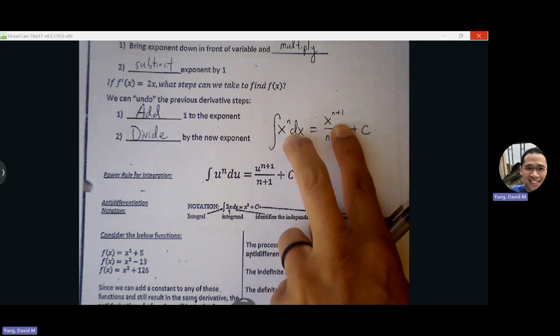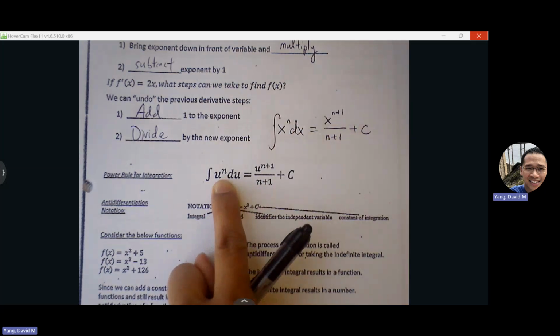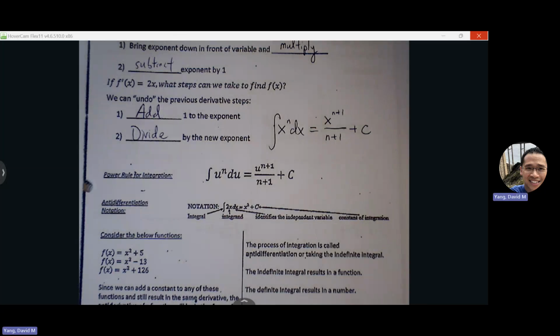So this is the rule that we're going to apply, but down the road, for more complicated expressions, we're going to use the letter u to be able to expand to more complicated versions. It's kind of like chain rule for antiderivatives, basically.